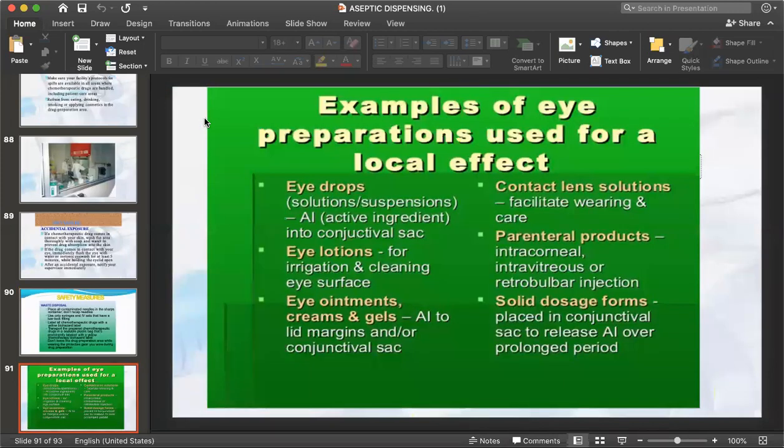Examples of semi-sterile preparations are mostly eye drops or ear drops. These eye preparations are prepared under sterile aseptic conditions. Now, there are various dosage forms of these: eye drops, eye lotions, eye ointments, contact lens solutions, parenteral products, and solid dosage forms for eye preparations.